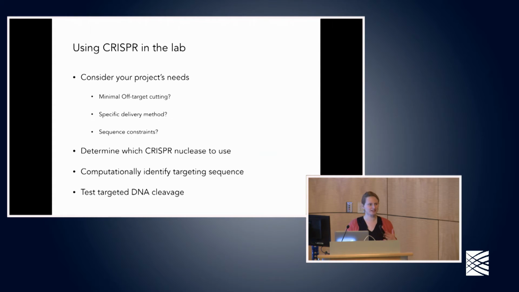And so once you have an idea of some of the needs of your project, you can start to explore which CRISPR nuclease to use. And then after you choose your CRISPR nuclease, because that will change which PAM you are working with and targeting, you can use computational tools to identify your targeting sequence. And then lastly, once you've chosen your guide, it's very important to test for on-target and off-target DNA cleavage.